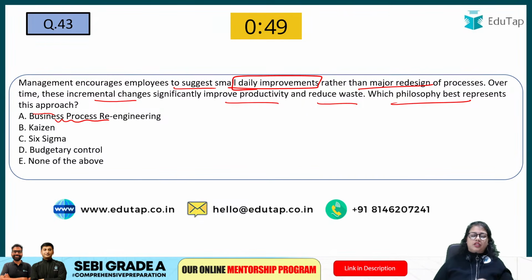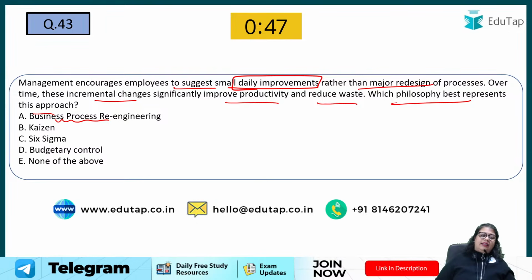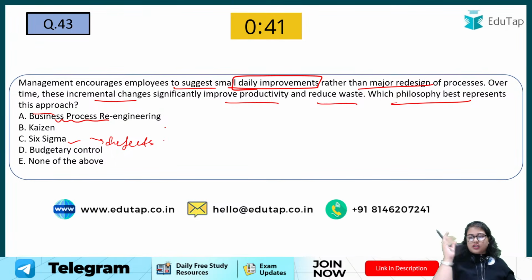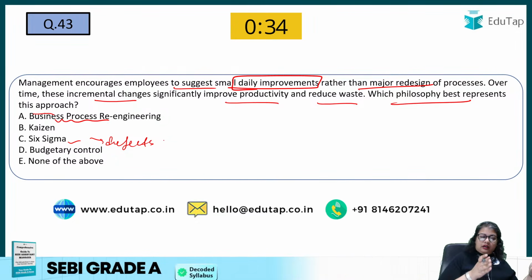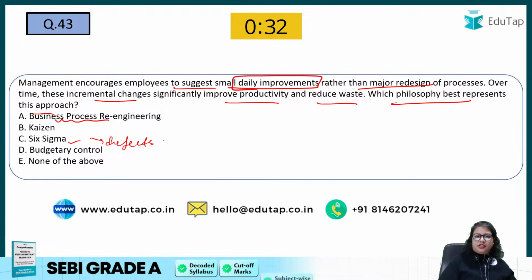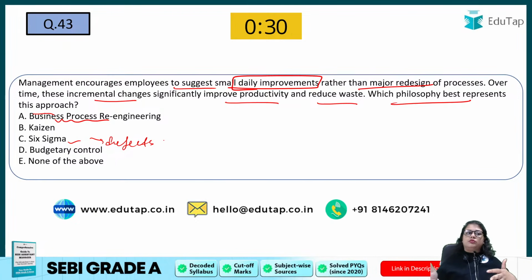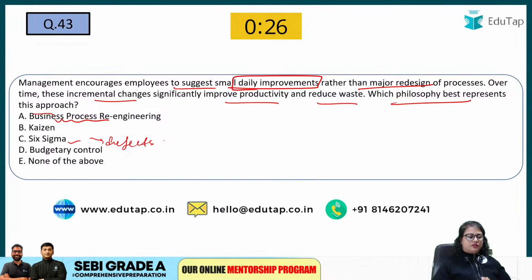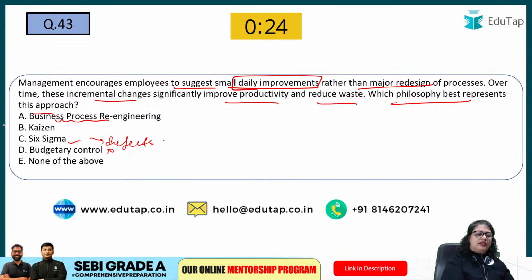Kaizen is continuously improving the product, right? And then Six Sigma. Six Sigma is to reduce the defects. है ना, if you remember the keywords then you will be able to answer very quickly. So it is to reduce the number of defects, है ना. Then budgetary control is to set a budget, right? Set a budget and then try to meet that budget. There should not be variance, right? So that is budgetary control. So this is also wrong. So hence the answer is Kaizen.